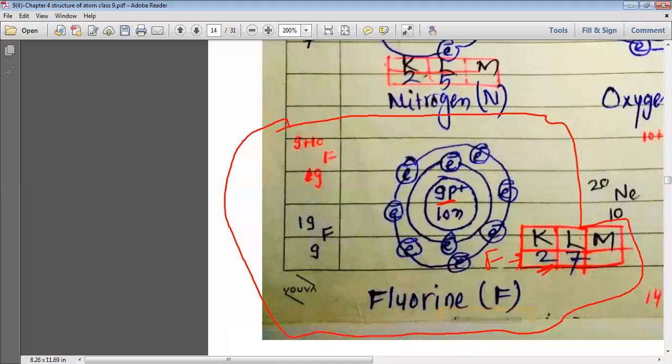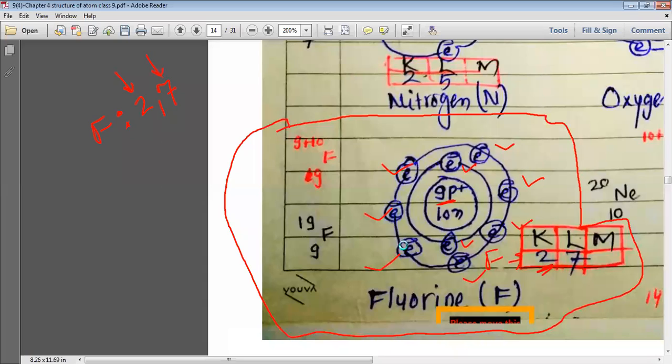Here you can see that we have 9 protons present in the nucleus, and that is why we have 9 electrons. Out of those 9 electrons, the first 2 electrons are present in the K shell, 1 and 2. Then in the L shell, we have 7 electrons. Let us count: 1, 2, 3, 4, 5, 6 and 7. So we have 7 electrons present in the L shell, and that is why we write the fluorine electronic configuration as 2, 7. What is the meaning of writing 2, 7? That in the K shell we have 2 electrons and in the L shell we have 7 electrons.